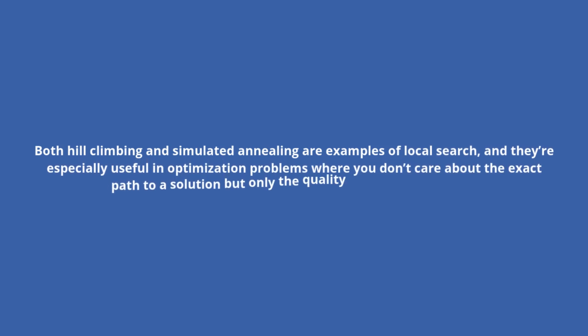Both hill climbing and simulated annealing are examples of local search, and they're especially useful in optimization problems where you don't care about the exact path to a solution but only the quality of the solution itself. Other examples where local search is used include scheduling, routing problems like the traveling salesman, and machine learning algorithms, such as training neural networks.